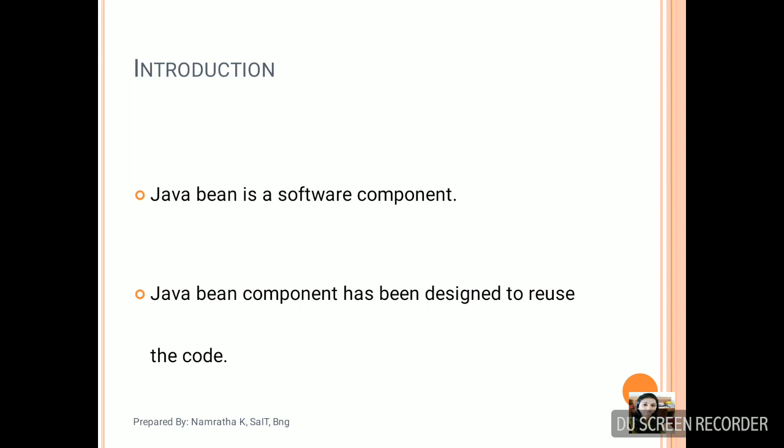Then it is used for reuse. So why are we talking about reuse? Because once you write a Java Bean, you can use it at any time and any way. Even outside the package you can use it. If you write it once, you can use it anywhere. So we call that reuse. A Java Bean is a simple class and a software component, and it is designed to be reused.